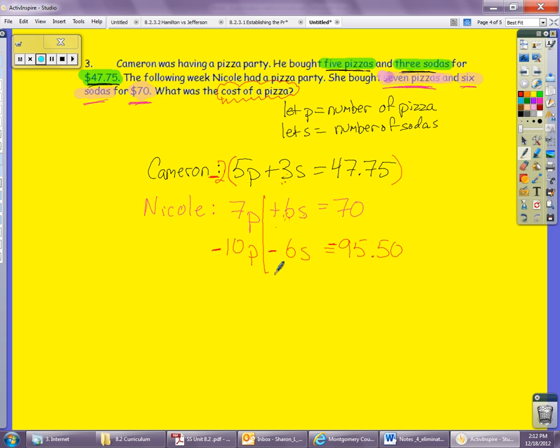So now I can box out my S's. They're both S's, they're both 6's, one's positive, one's negative. We can box out our S's, and we can add everything else together. So 7P plus negative 10P will give me negative 3P. 70 plus negative 95.50 will give us negative 25.50. And then we divide by negative 3.